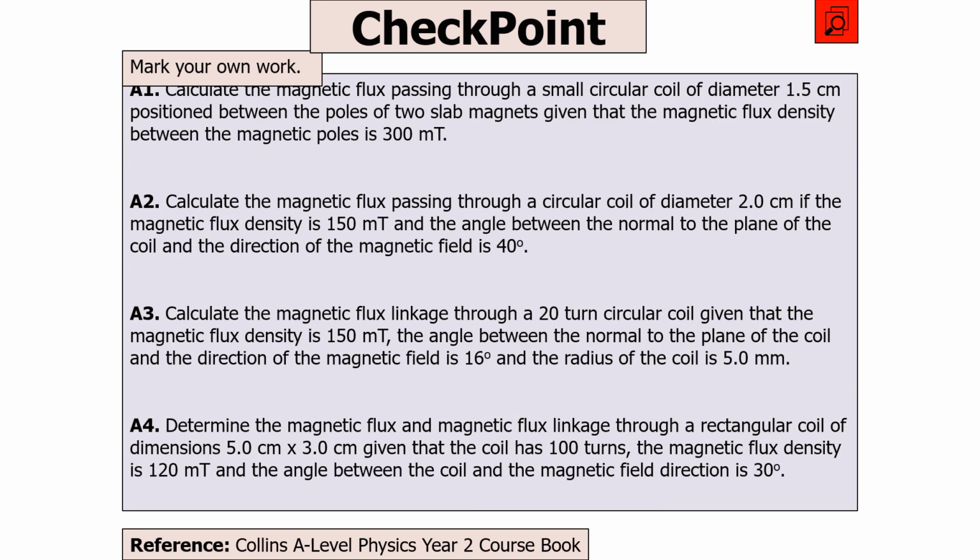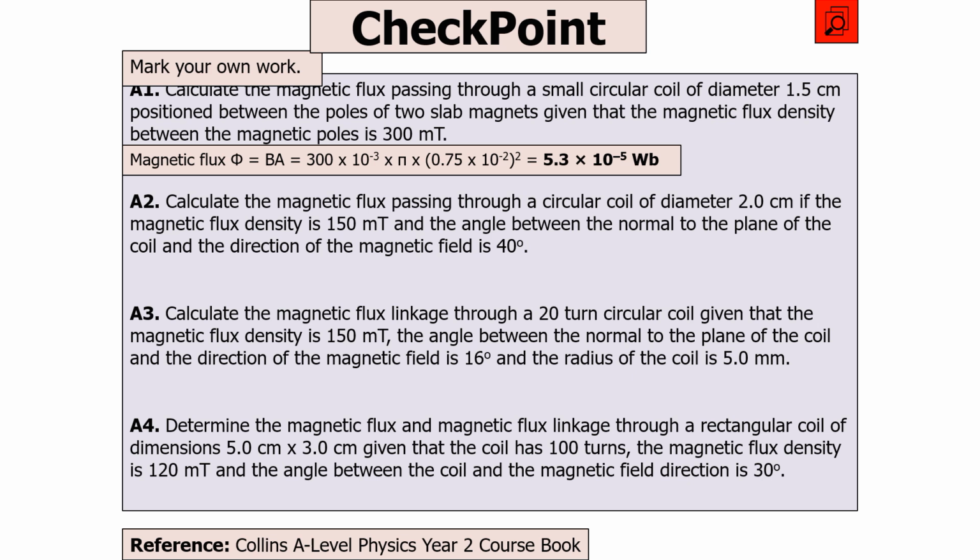Right, in this one, remember how to work out magnetic flux. Flux is equal to B times A. So you work out your area, you convert your 1.5 centimeters into meters by times 10 to the minus 2, and you half it because you want the radius. So you do B, so milliteslas into teslas, times your pi r squared to work out your area. You get 5.3 times 10 to the minus 5 webers.